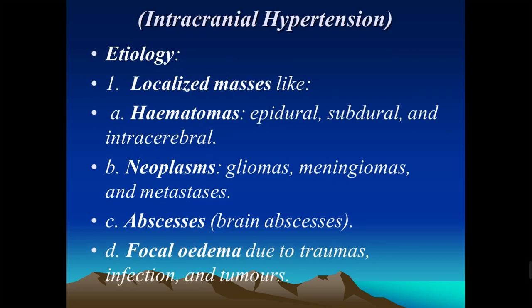Now, regarding the etiology of intracranial hypertension, first of all, localized masses like hematoma, for example, extradural or epidural hematoma, subdural hematoma, and intracerebral hematoma.